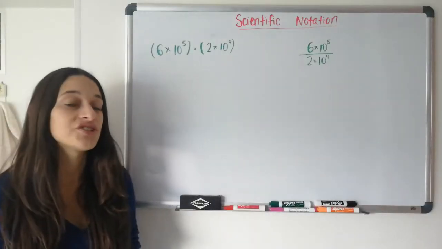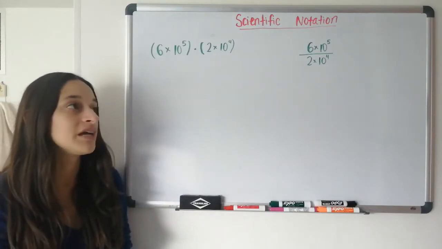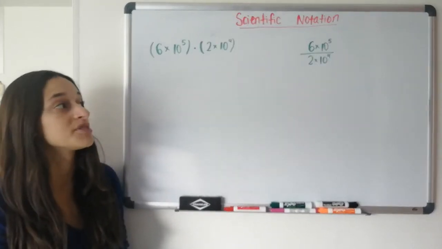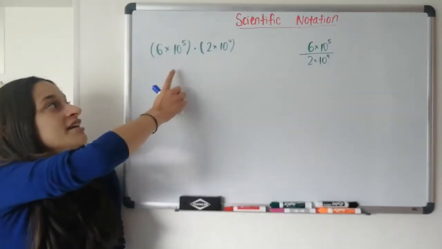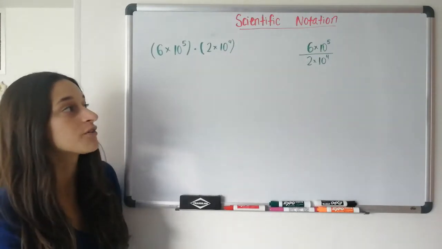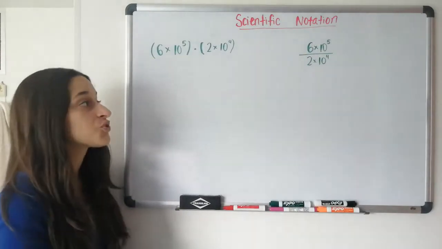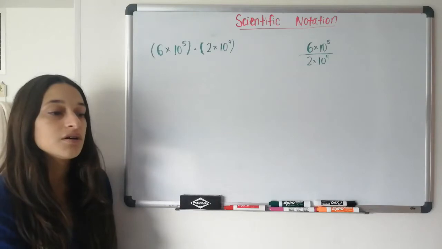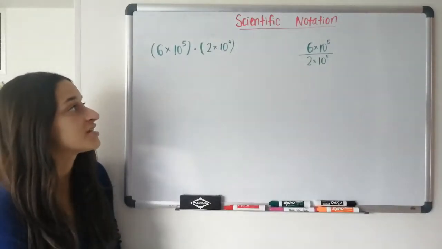Another way in which scientific notation can make our lives a lot easier is in operations like multiplication and division with numbers in scientific notation. So I have two examples here. What if we want to multiply 6 times 10 to the 5 times 2 times 10 to the 4? Or what if we want to divide them, 6 times 10 to the 5 over 2 times 10 to the 4? Each of these, multiplication and division, has its own rules, or its own recipe, with which we can solve this in a very easy way.